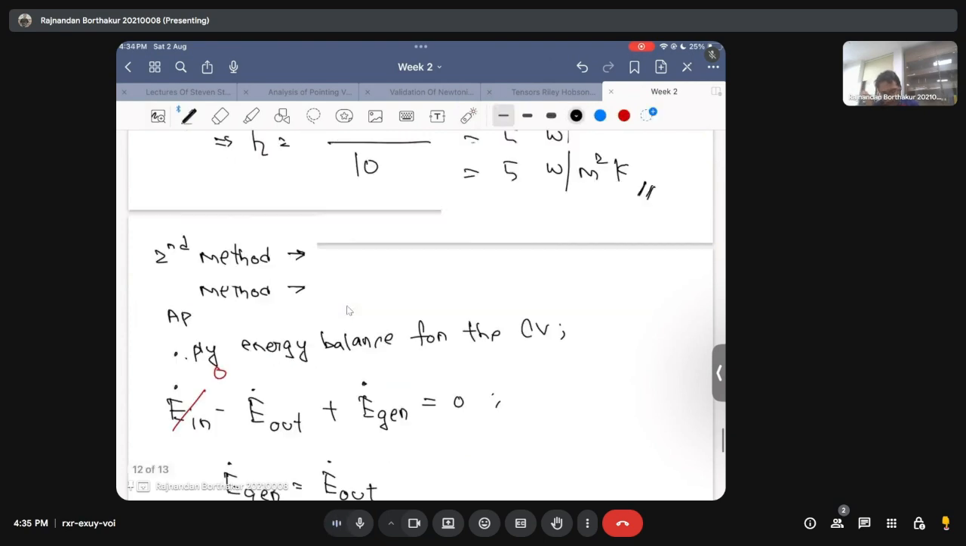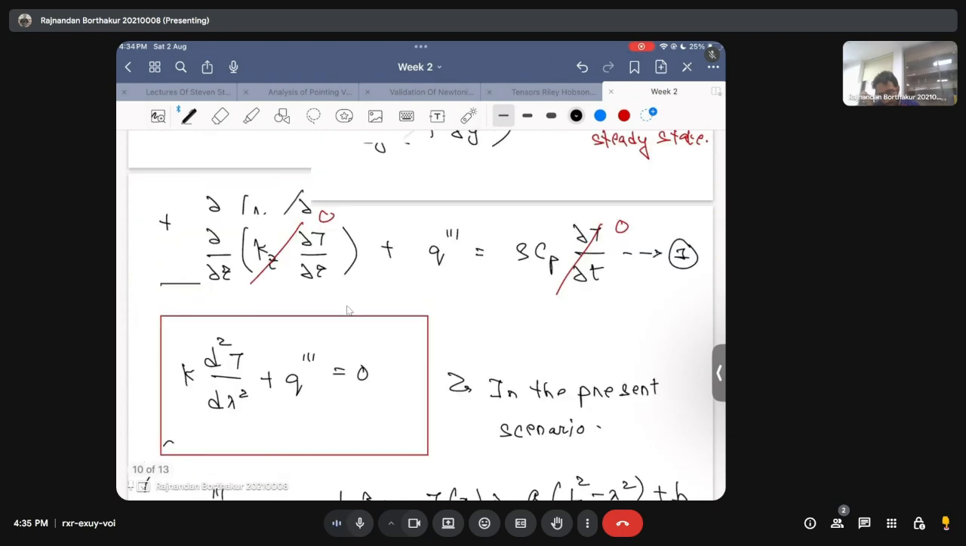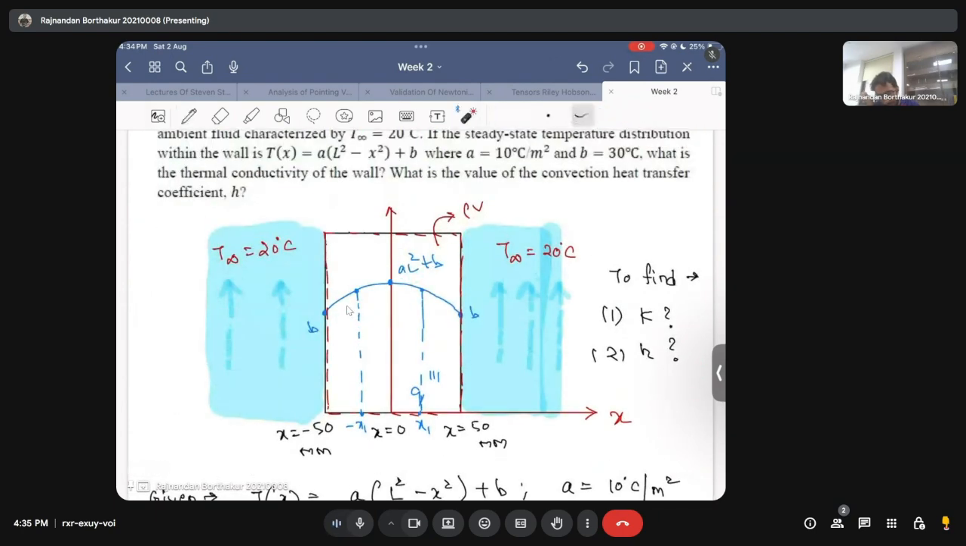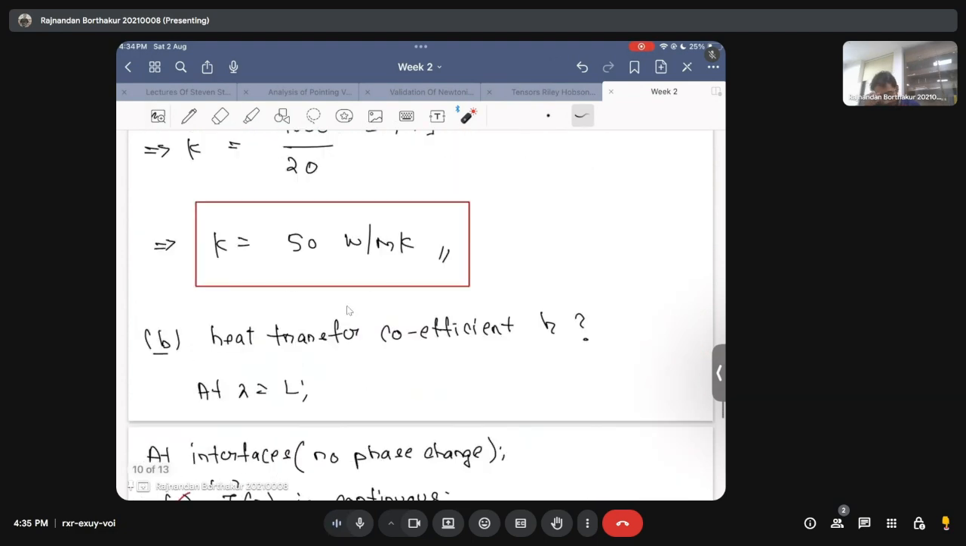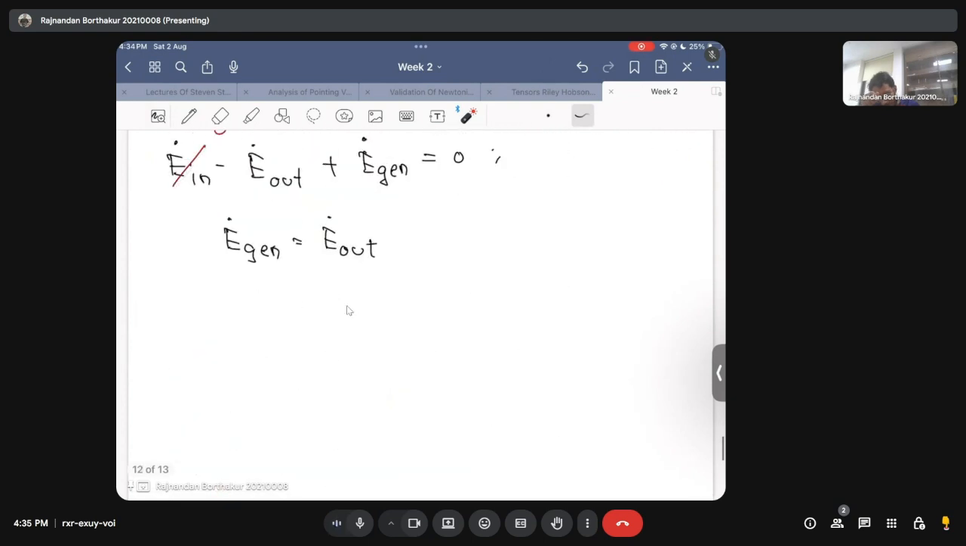See, E dot gen is simple, because we know the heat generation per unit volume, Q double prime, and that has been given to us as 1000 watt per meter cube. So if I multiply this by the volume of the slab, this will give me the total energy that is generated inside the slab. So E dot gen, in other words, is just going to be Q double prime times the volume. That's it. So this left hand side is just going to be Q double prime times the volume of the slab.